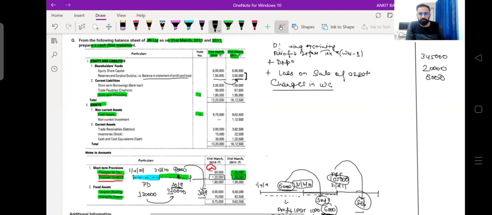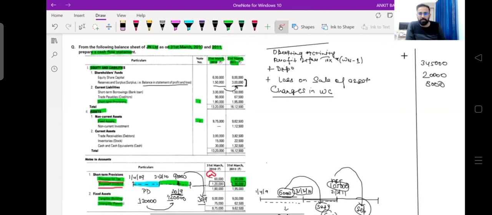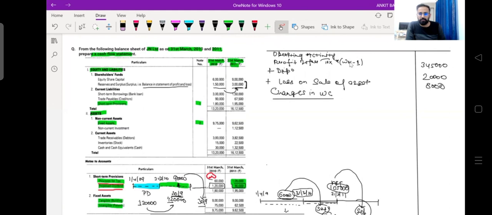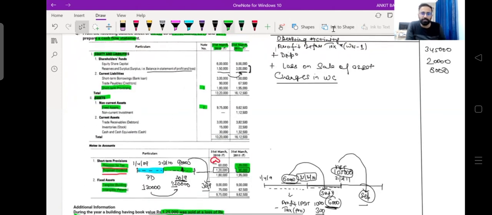Sorry, just wait a minute. I'm trying to make it clear. That is the reason I'm underlining all these items, so it is very easy to understand. So operating activity transactions we are recording right now. So now we have to record changes in working capital. So changes in working capital basically means change in current assets and current liabilities.